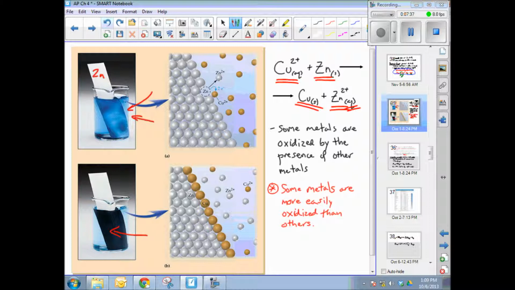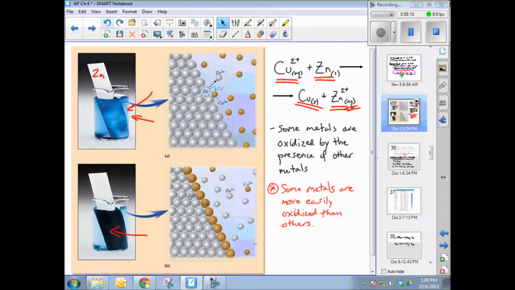Well, it turns out that some metals are simply more reactive than others. And you can put this another way. Some metals are more easily oxidized than others. In this case, zinc is much more easily oxidized than copper. And so if copper ions are present in the same location or in the same aqueous field as zinc solid, zinc, being more easily oxidized, will go into solution, give up its electrons to the copper ions in solution, which are reduced and plated into the solid phase.